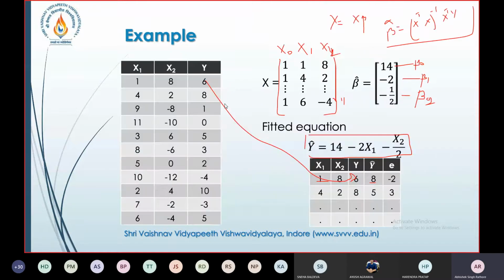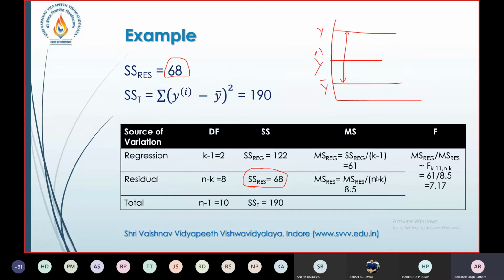So what is the y bar? Whatever y bar we get, you can get the y bar over here. This is just an average of all these y. So you will get the average of y, and then yi minus y bar, and the squared sum is equal to 90.